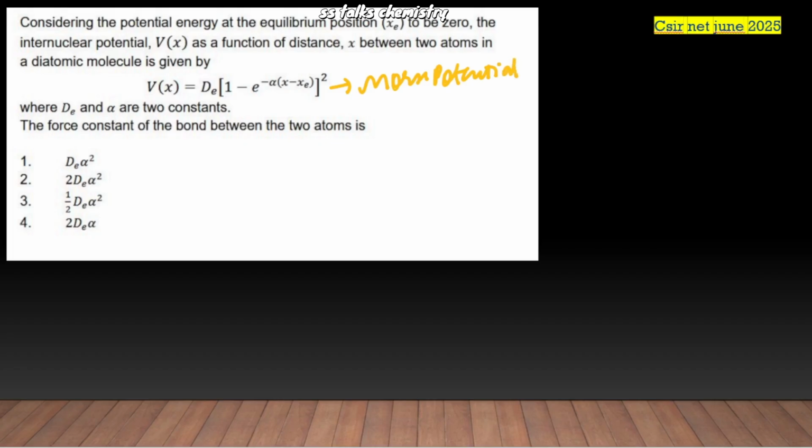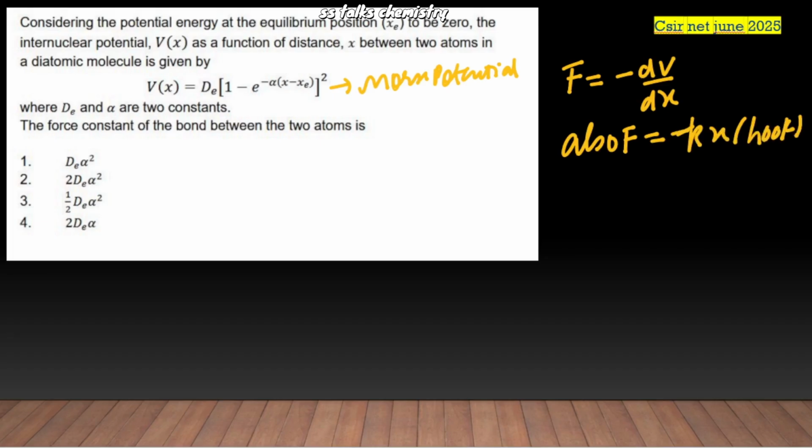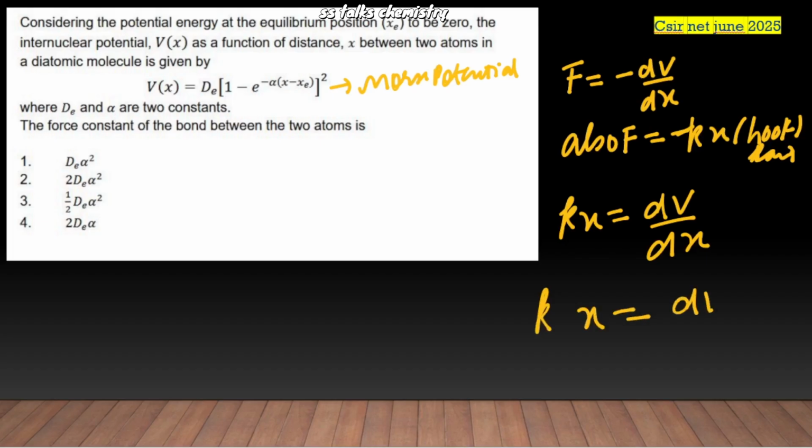Okay, so this potential which is given to us is basically the Morse potential. Now the force constant, you need to find it out. So I know that force value is minus dV by dx, right? Also we know that force value is minus kx as per Hooke's law. So in this case, you can equate both of these because both of these are formulas for the force only. We can say that kx is equal to dV by dx of it.